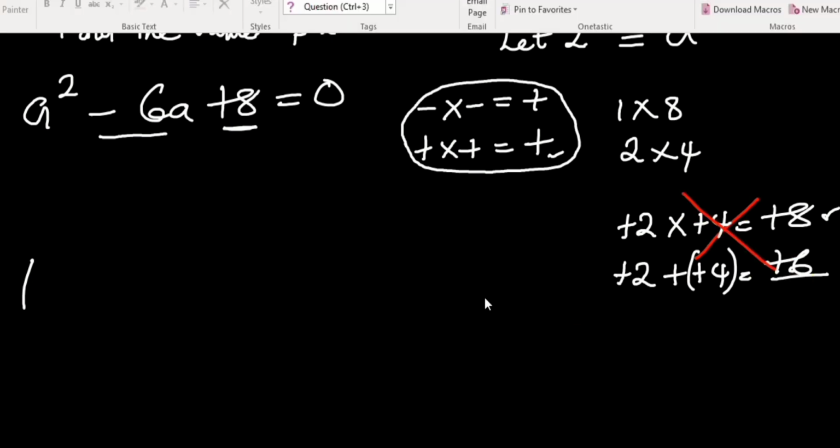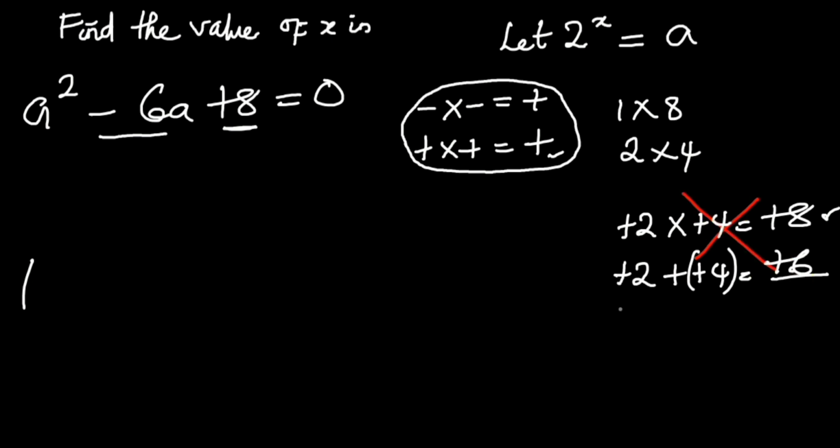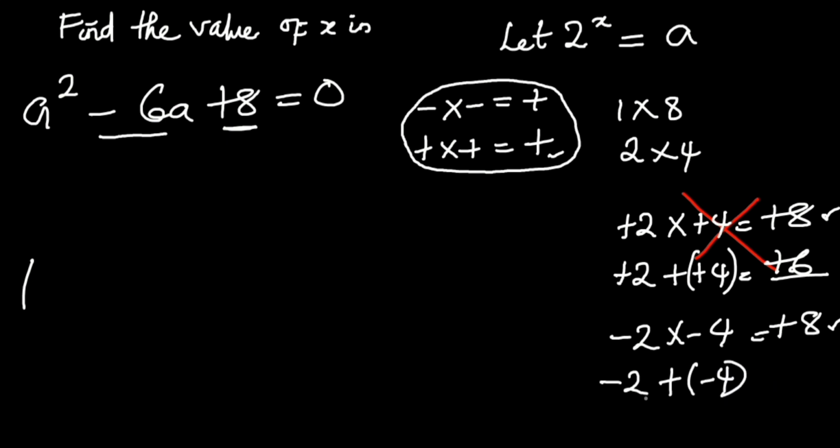So let's try the next way around. Let's make it negative negative. So we have -2 times -4, negative negative is positive, so we have +8, and that's correct. So let's add -2 plus -4. Plus minus will give us minus, so -2 minus 4 will give us -6. So that's very correct. The two factors we're looking for are -2 and -4.